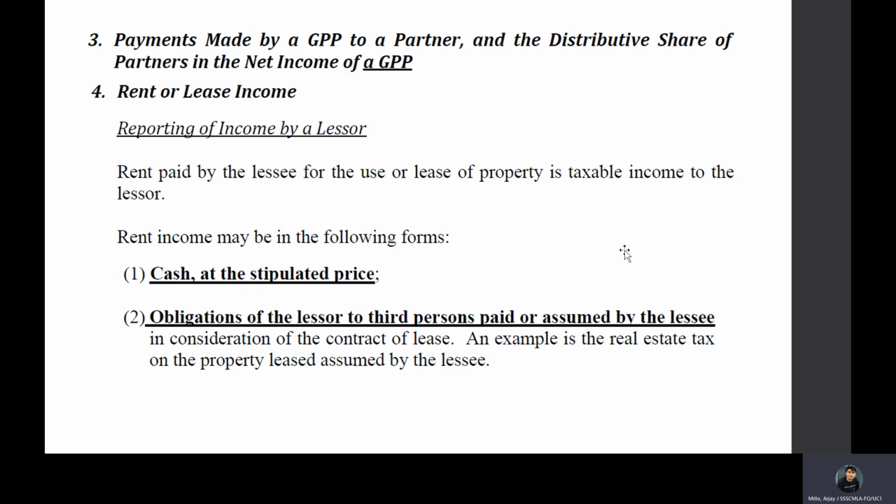Rent income may be in the following forms. Una, cash at the stipulated price, kung magkano yung napag-usapan based sa contract. Pangalawa, obligations of the lessor to third persons paid or assumed by the lessee. So perfect example dito yung mga real property taxes. Kapag inassume ni lessee, that will also form part as income ni lessor, kasi nga ang may responsibility talaga nun is the lessor since he is the owner. Pero since ang nagbayad is si lessee, it will form part as additional gross income kay lessor.